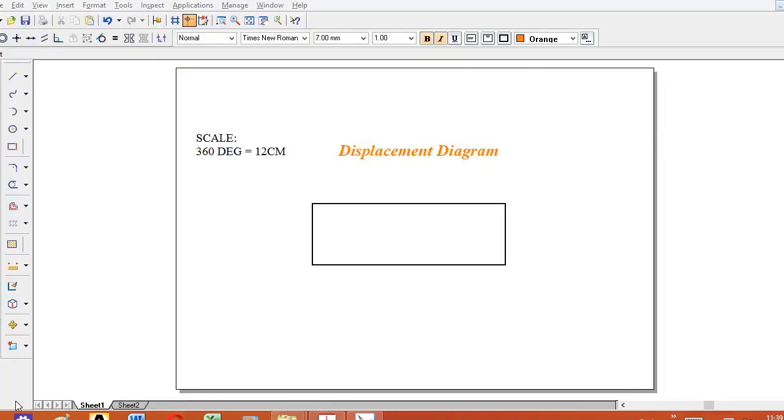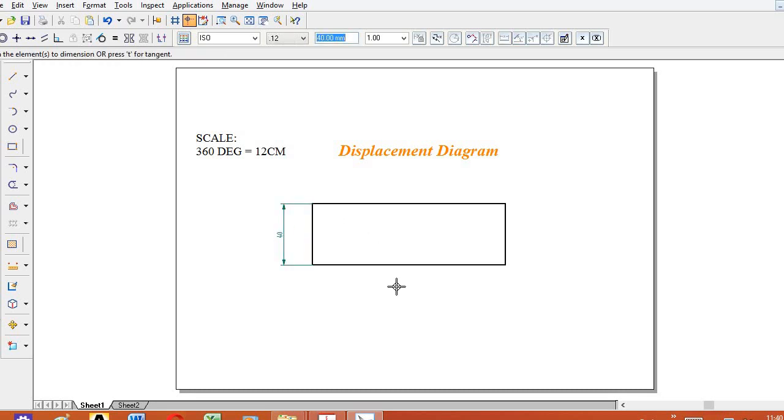Next step is writing the displacement diagram. In order to write the displacement diagram, first we have to scale down. Why? Because the total angle of 360 degree should be taken on the x-axis, and similarly the lift should be taken on the y-axis. So how much is the lift? They have given S is equal to 40 mm. So you take lift on the y-axis, and on the x-axis you have to take a total of 360 degree. 360 degree we scale down to 12 centimeter. So 360 degree is equal to 12 centimeter.